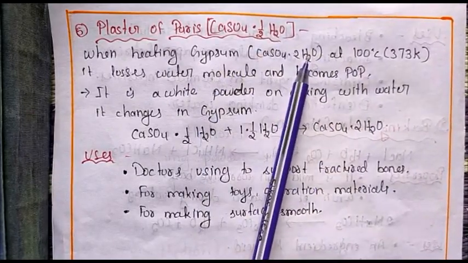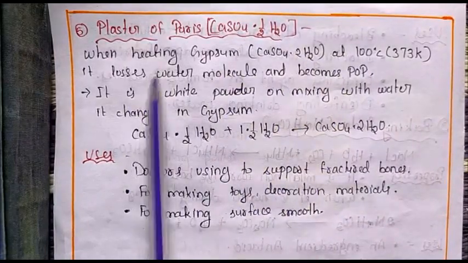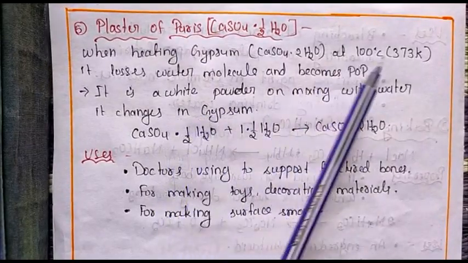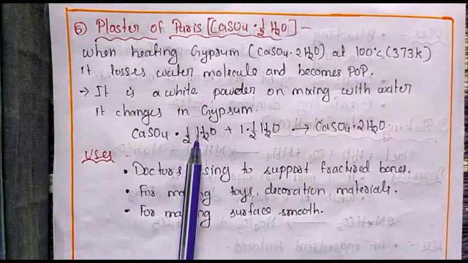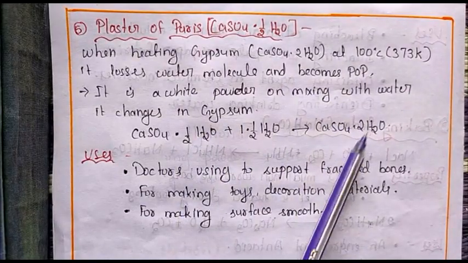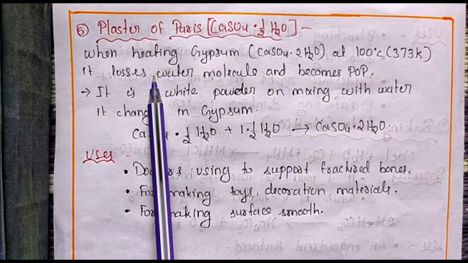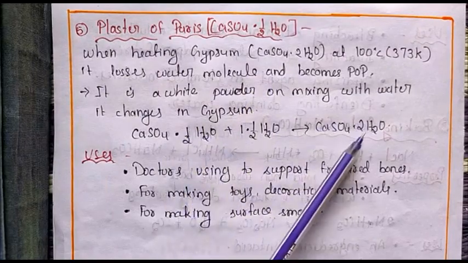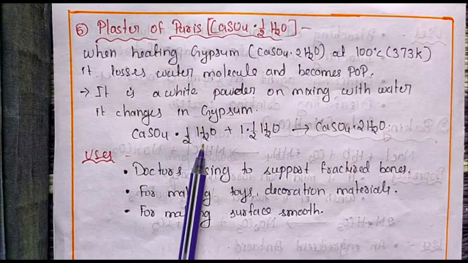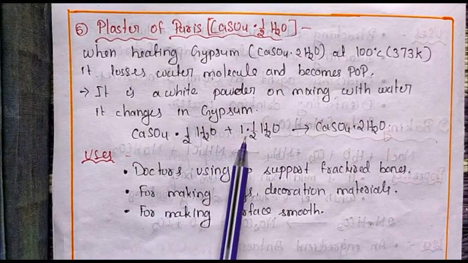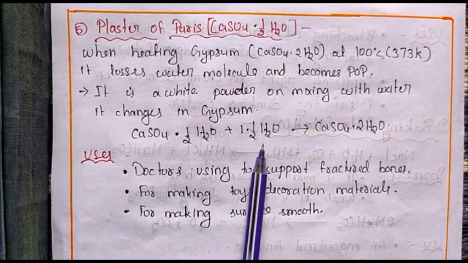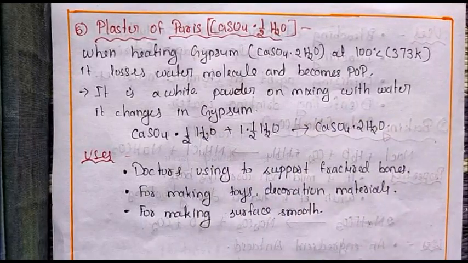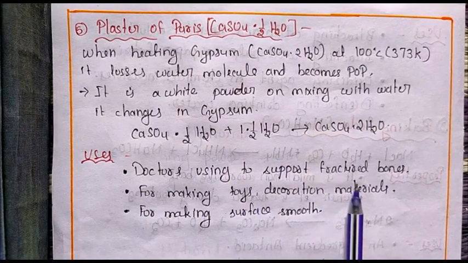That means the water molecules evaporate. Plaster of Paris is a white powder. On mixing with water, it changes into gypsum. When POP is added to water, it becomes gypsum again. When water is removed from gypsum, it is plaster of Paris. When water is added to plaster of Paris, it becomes gypsum. CaSO4·1/2H2O, that is your plaster of Paris, plus 1/2 H2O becomes CaSO4·2H2O. This is your gypsum.